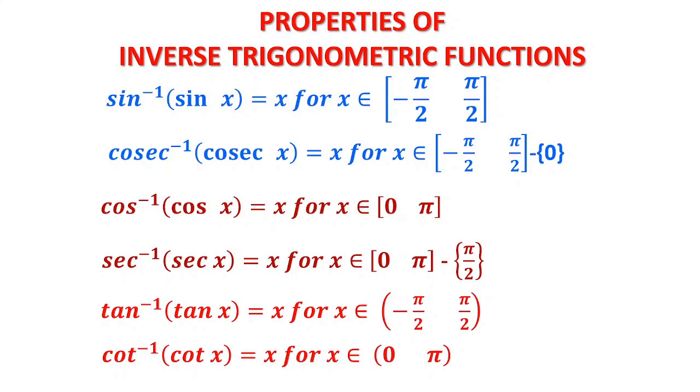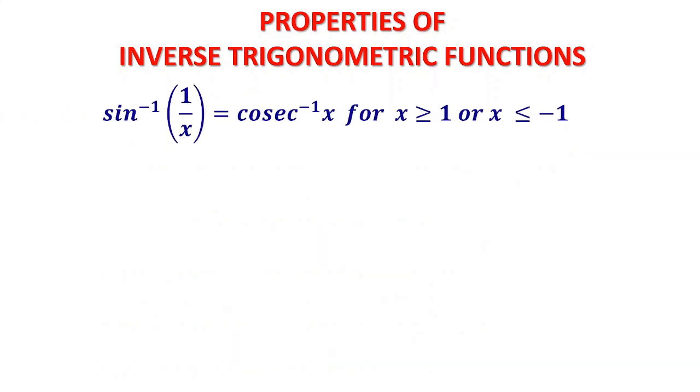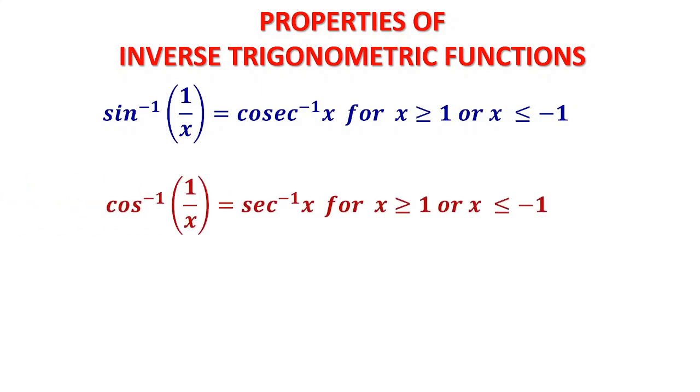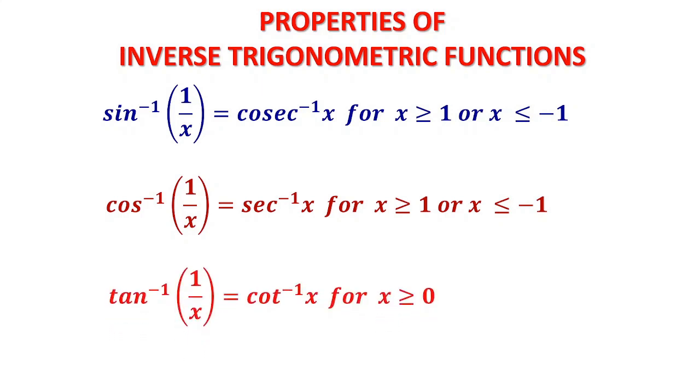Good. Now, another property is sin inverse 1 by x is cosecant inverse x. If you want to convert sin inverse and cosecant inverse, it can be used. Cos inverse 1 by x is secant inverse x. And tan inverse 1 by x is cot inverse x.